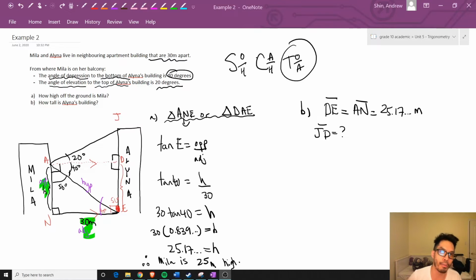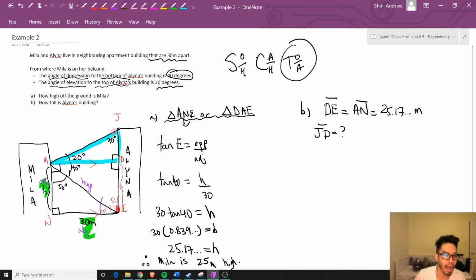All right, to find JD, we can take a look at this triangle right here. JD is the one that we're interested in. So that's this part. And realize that this segment is only part of this triangle right here, which is JDA. And what do we know about this triangle? We know that this is 20 and this is 90. And since they have to add up to 180, we know that this is going to be 70.